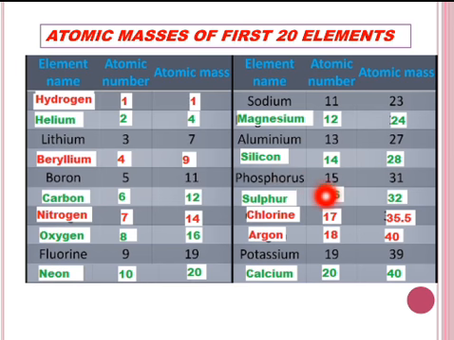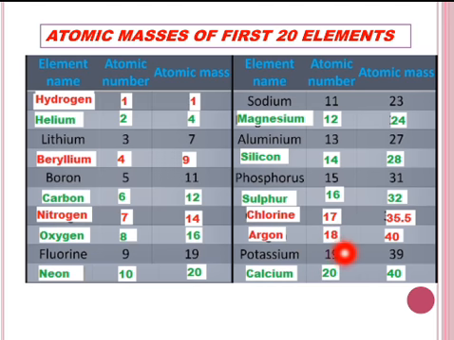Phosphorus with atomic number 15, again an odd number. Just double this number, that is 30, and add 1 to it, 31. So atomic mass of phosphorus is 31 with atomic number 15. This trick is not applied to chlorine with odd number 17, so leave this.